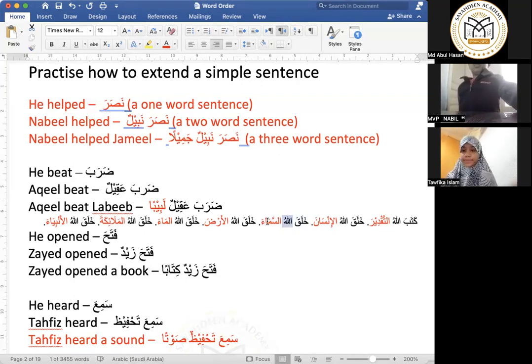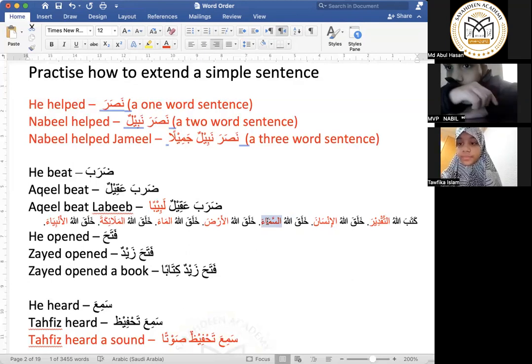And then as-sama'a. As-sama'a, we ask what? The question, what did he create? He created the sky. So the word sama is maf'ul, and we gave it fatha. Okay, and that's it. Nabil, read the next example.